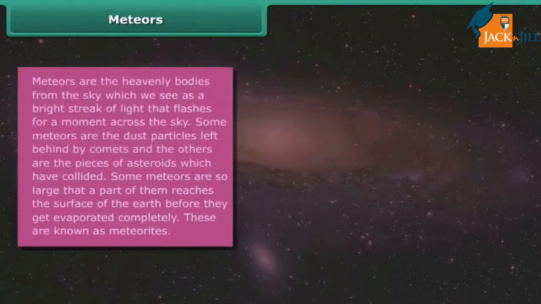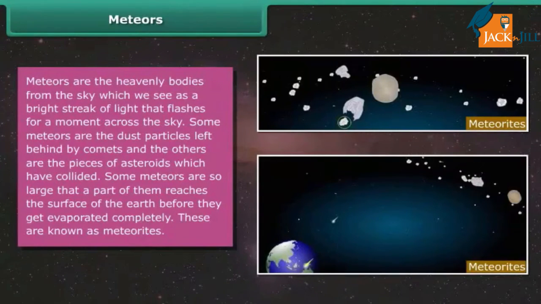Meteors. Meteors are the heavenly bodies from the sky, which we see as a bright streak of light that flashes for a moment across the sky. Some meteors are the dust particles left behind by comets, and the others are the pieces of asteroids which have collided. Some meteors are so large that a part of them reaches the surface of the earth before they get evaporated completely. These are known as meteoroids.